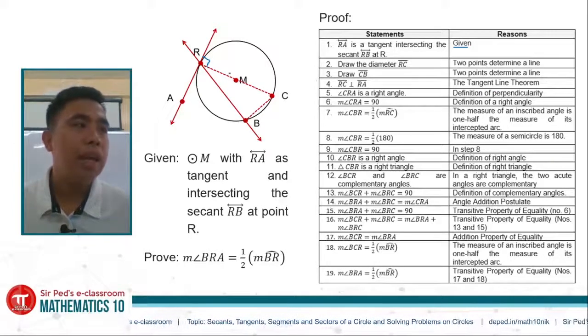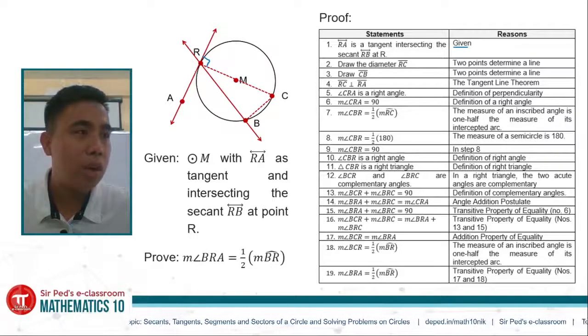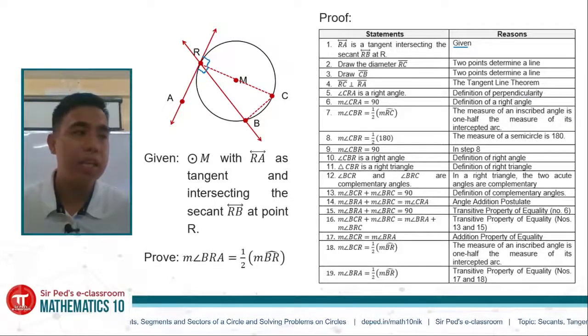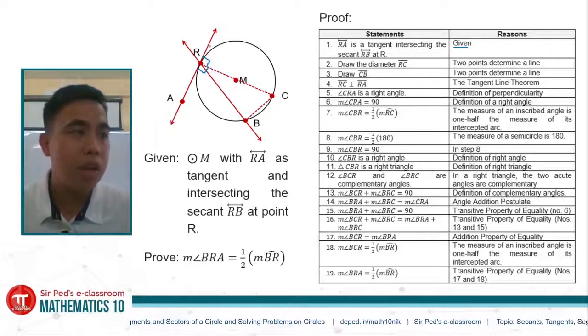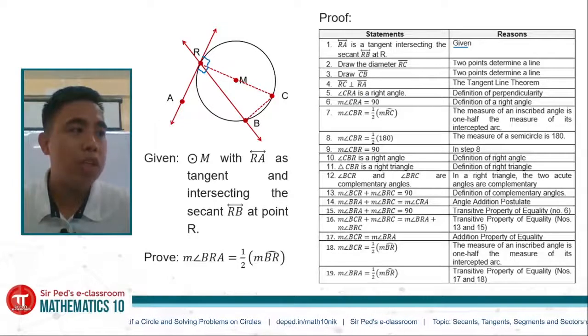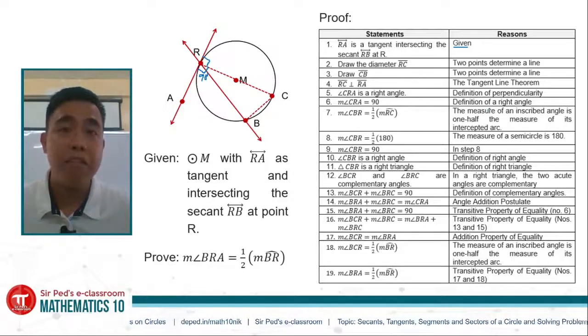Next, angle CRA, this one is a right angle. Why? By definition of perpendicularity. Since these two are perpendicular, therefore this is also a right angle. Therefore, the measure of angle CRA is equal to 90 degrees. That is by the definition of a right angle.